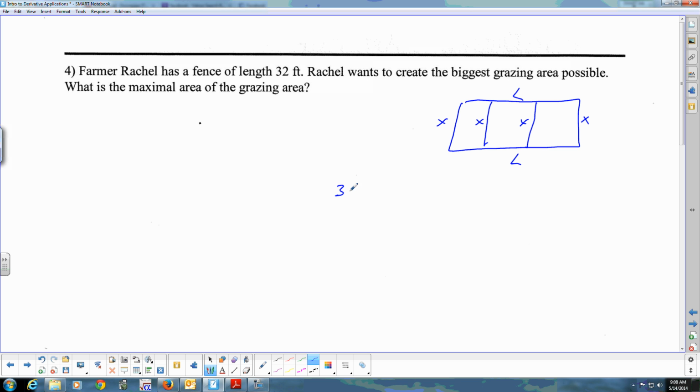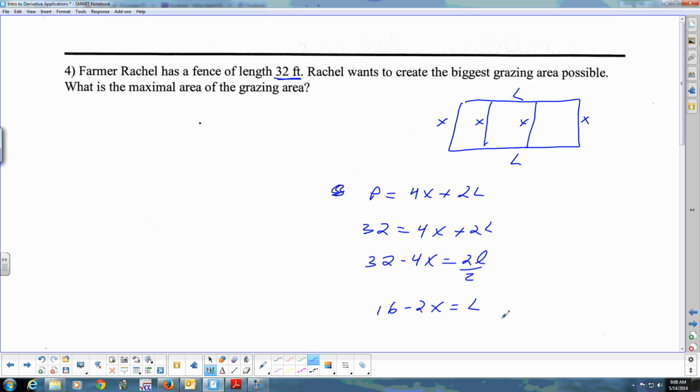So you'd have, well, let me just back up. Perimeter is equal to 1, 2, 3, 4 x's plus 2 L's. And your perimeter, if I just left this number alone, is still 32 feet. Now I need to solve for L. So I'm going to subtract the 4x. Sorry, I did lowercase on that one, I don't know why. Then I need to divide it all by 2. So I'd have 16 minus 2x is equal to L.